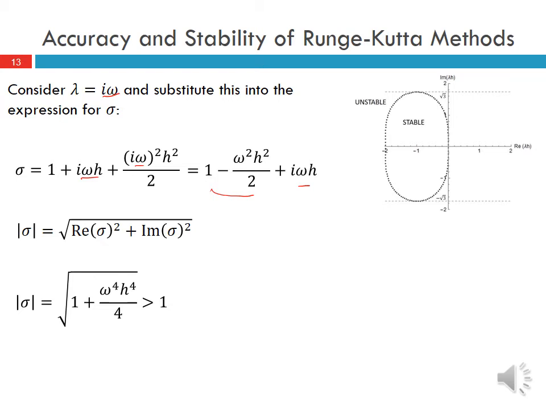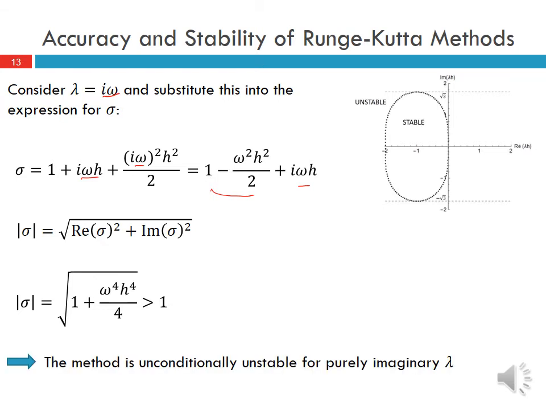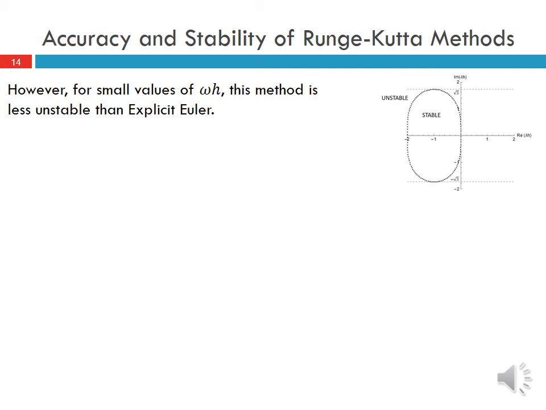And if we plug those in and simplify, we get that the magnitude of sigma is the square root of 1 plus omega to the power 4 h to the power 4 over 4, which is always greater than 1, which means that the method is unconditionally unstable for purely imaginary lambda. So it is unstable for equations that produce an oscillatory solution. However, we can see that for small values of omega h, this method is less unstable than explicit Euler.